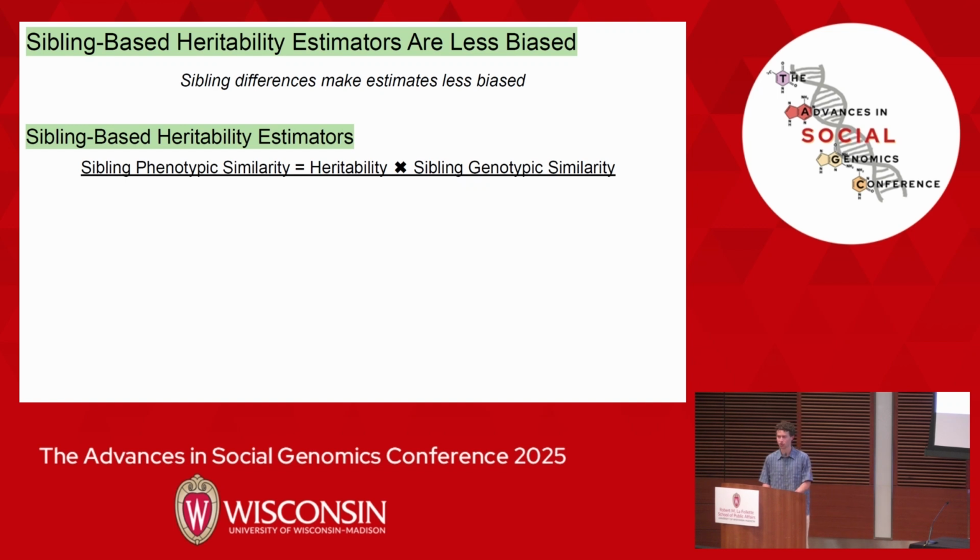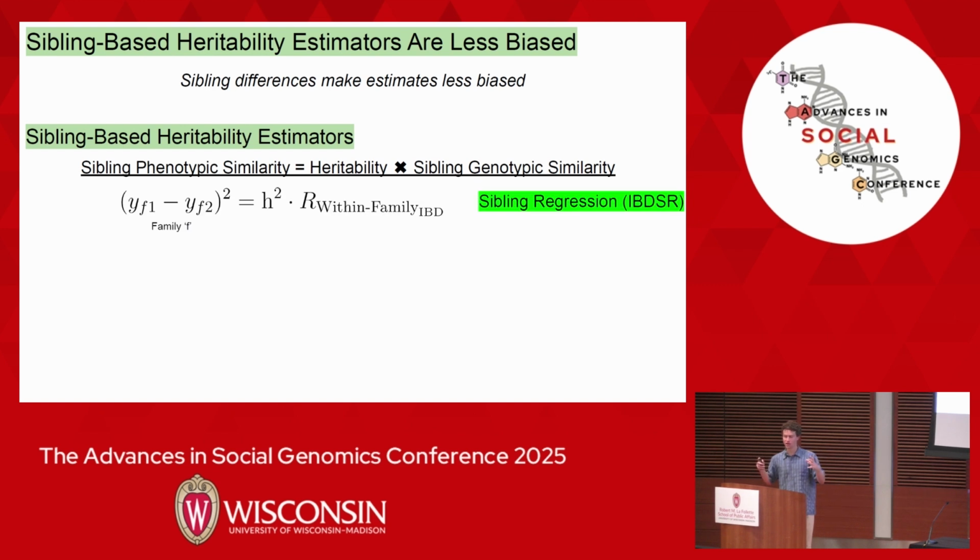And we're going to be talking about four methods here that take advantage of the sibling difference to remove the effects of the bias. The first three are going to be in the form of siblings' phenotypic similarity on the left-hand side and siblings' genotypic similarity on the right-hand side, in a regression to estimate the heritability. The first one is a method that's been around since 2006. It's Visscher's so-called sibling regression. It's based on IBD. On the left-hand side, you just have the difference between two siblings' phenotypes, and you square it. And on the right-hand side, you have the siblings' IBD genotypic similarity. And this regression estimates the narrow-sense heritability.